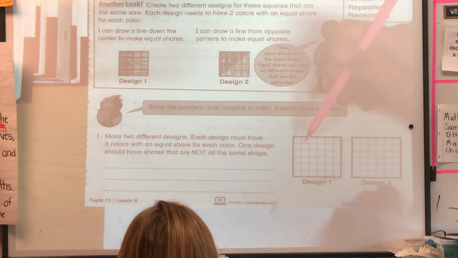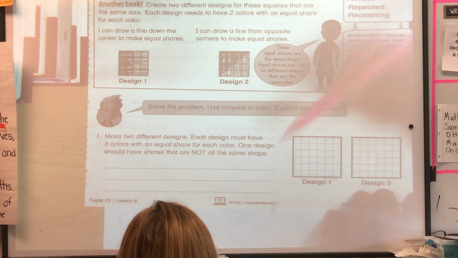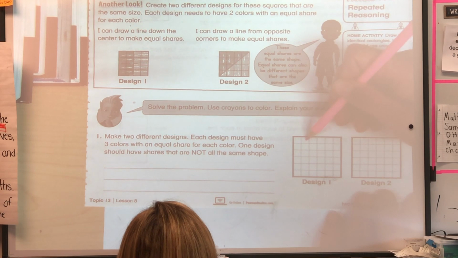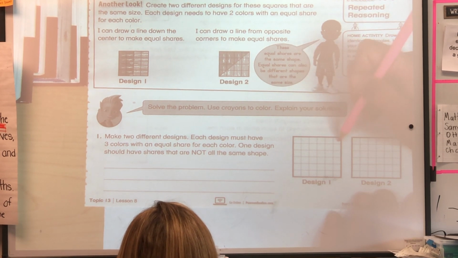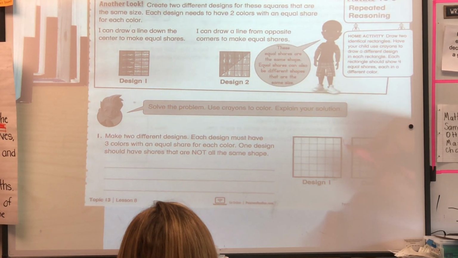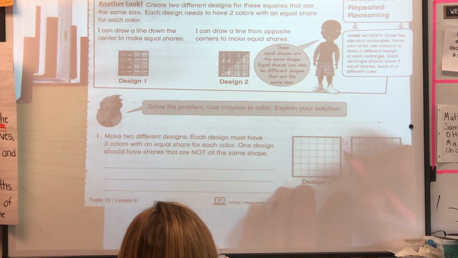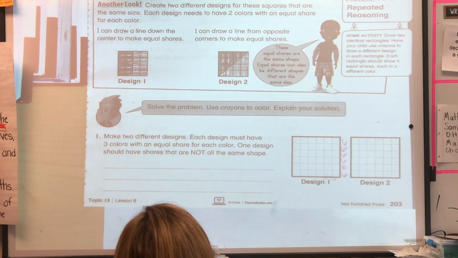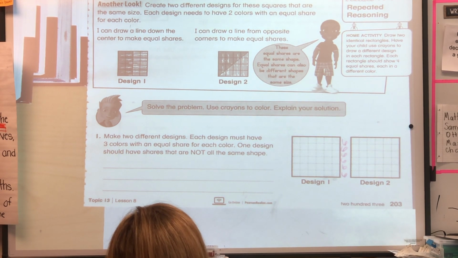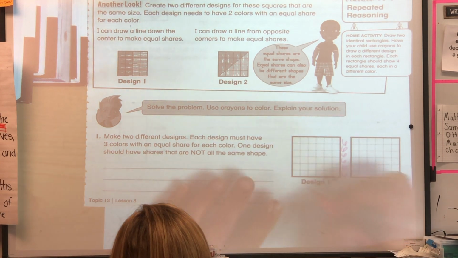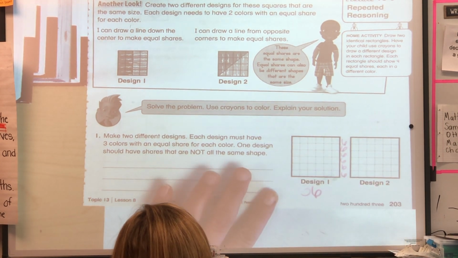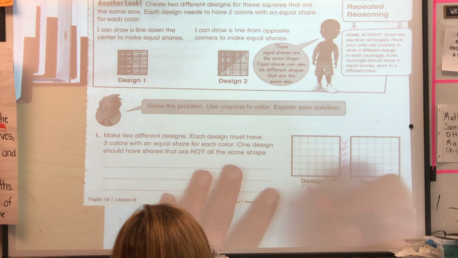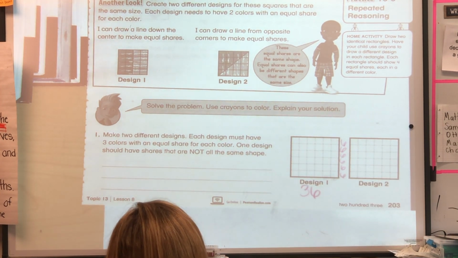Let's figure out how many boxes I have, how many squares. 1, 2, 3, 4, 5, 6. And now I'm going to add 6 how many times? 1, 2, 3, 4, 5, 6. So I'm going to add 6 times. Okay? So 6 plus 6 plus 6 plus 6 plus 6 plus 6 is 36. So now I have 36 squares that I need to put into groups of 3.